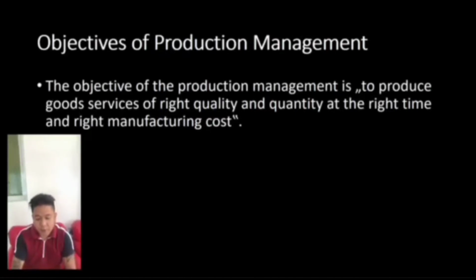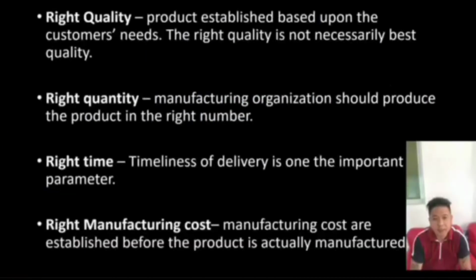The objective of production management is to produce the goods and services of the right quality and quantity at the right time and the right manufacturing cost. There are 4 factors in order to achieve the objectives of production management. Right quality. The right quality is the product established based upon the customer's needs. The right quality is not necessarily the best quality.